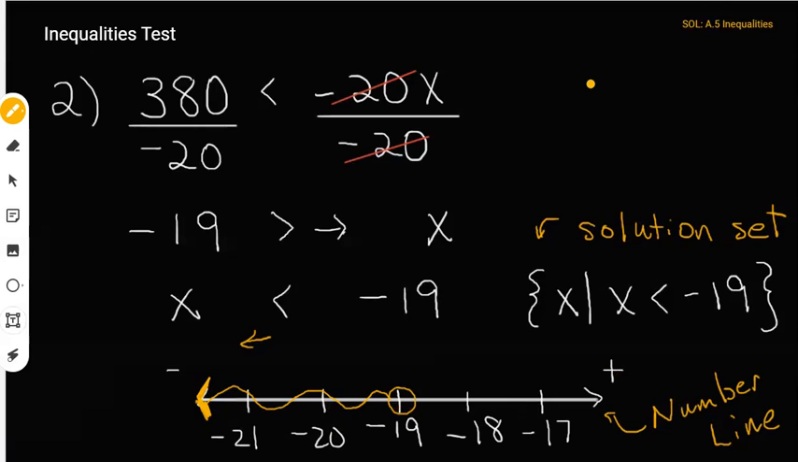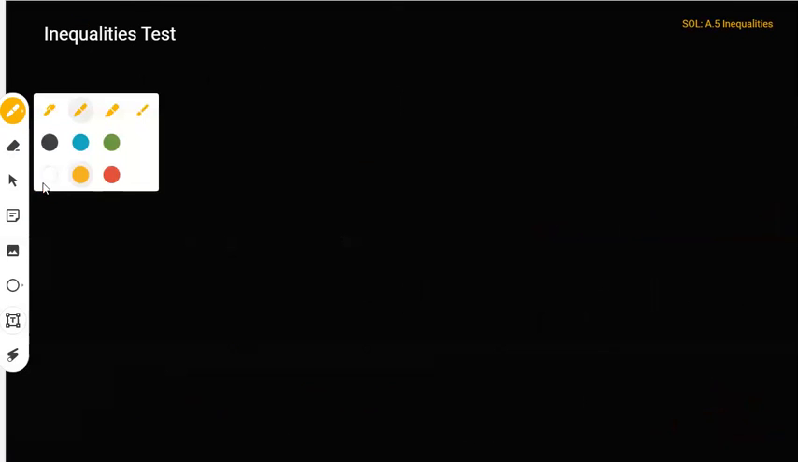Okay, we're going to skip down to number 8 because that one involves combining like terms. So let's do number 8 together. I've got -7 times n, -7n, minus n is less than -8.